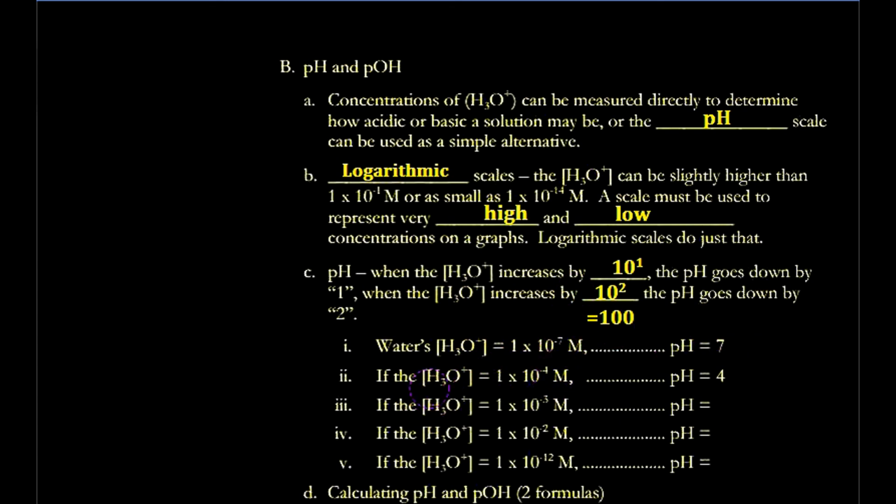If the hydronium concentration increases by adding an acid, then let's say it increases to 10 to the negative 4th molar, then the pH will decrease to a pH of 4. If the hydronium goes up to 10 to the negative 3rd, the pH decreases to 3. If it goes up to 10 to the negative 2, it goes to 2. If it decreases to 1 times 10 to the negative 12th, then the pH becomes 12.